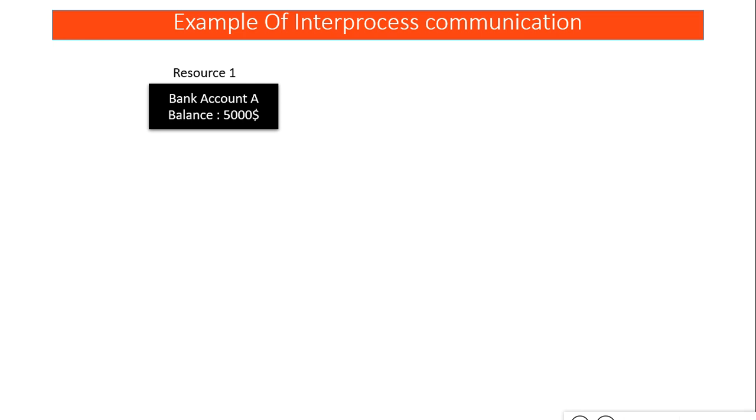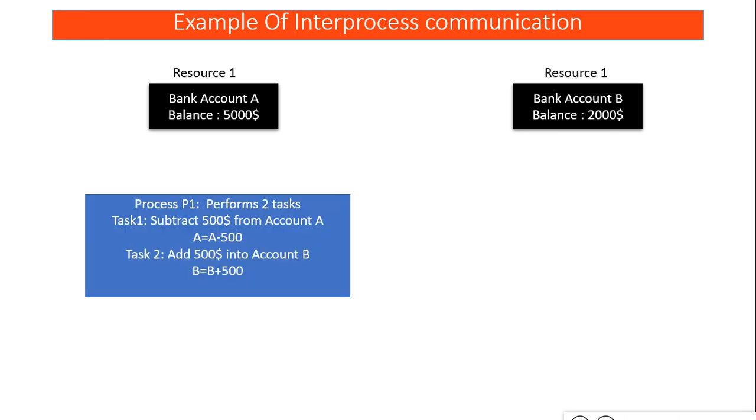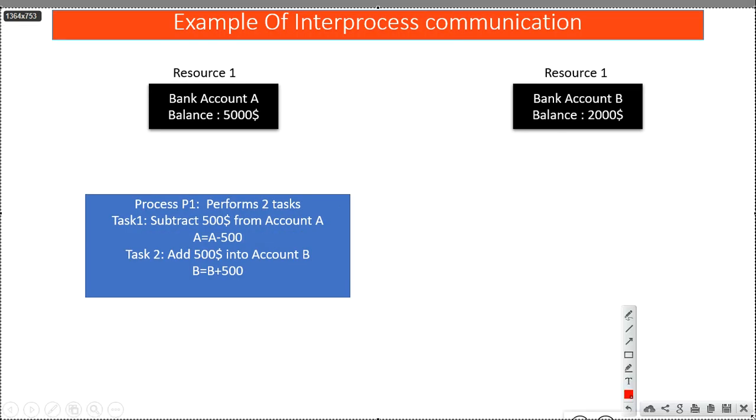Now I'll explain how interprocess communication works with an example. Suppose we have two bank accounts, one named A and one named B. Bank account A has a balance of $5,000 and bank account B has a balance of $2,000. Now let's say I want to run two transactions. The first transaction, process P1, which you can call a thread, wants to perform two tasks. First, it wants to access the balance of A and subtract 500 from it. Then it wants to add the same value to account B, that is 2000 plus 500, 2500.